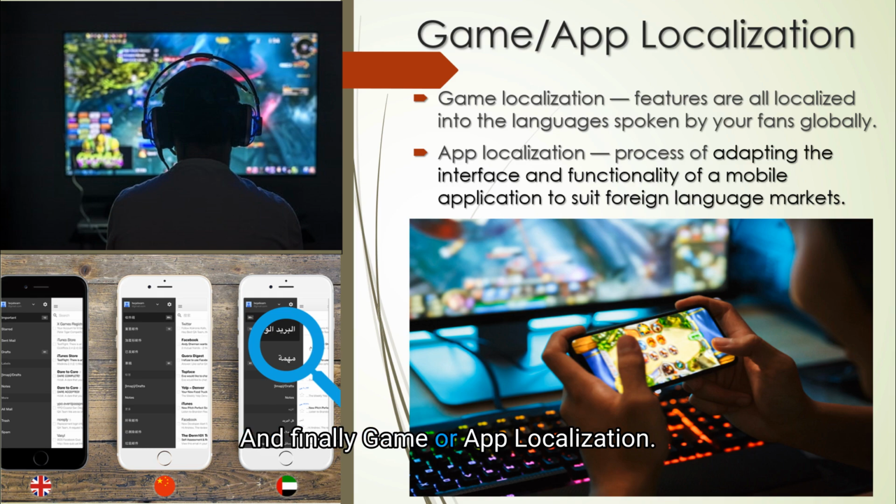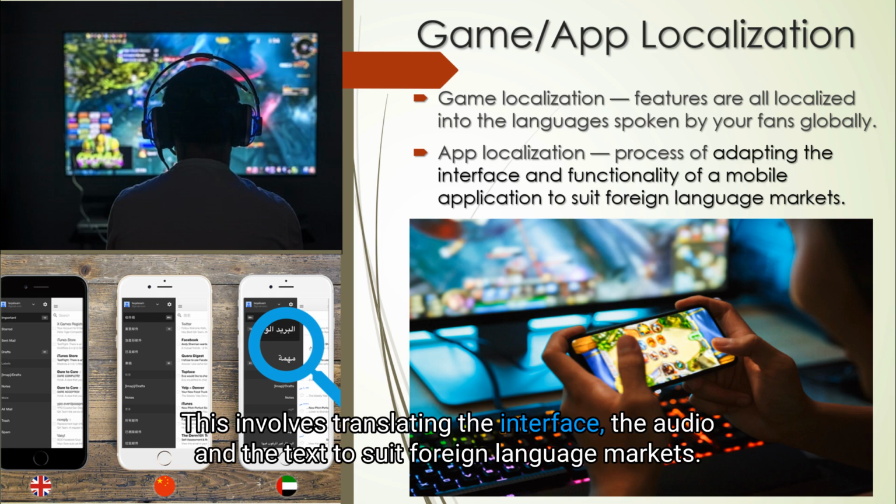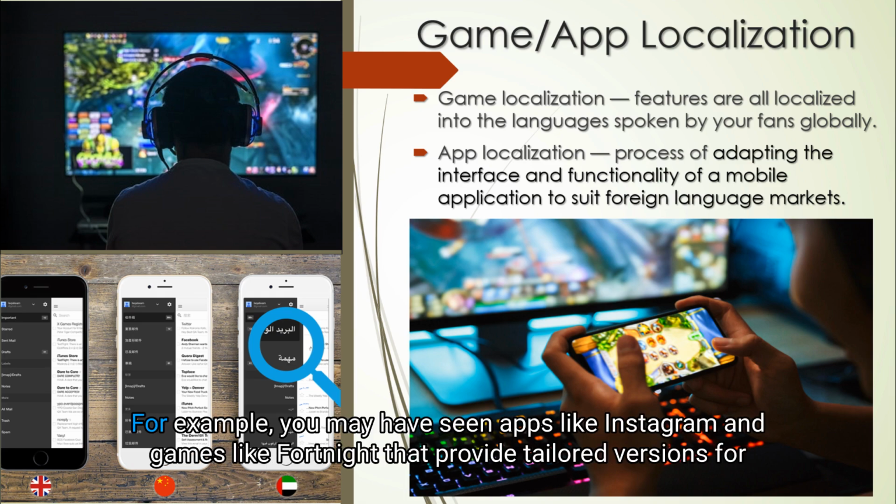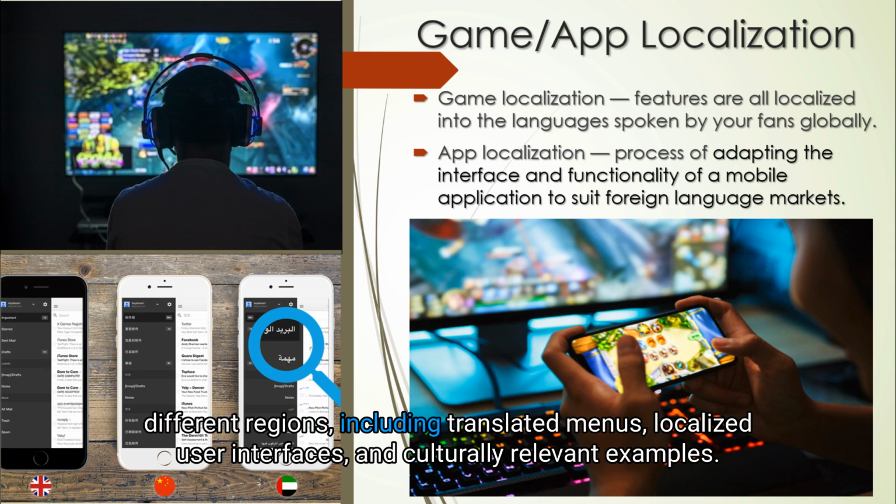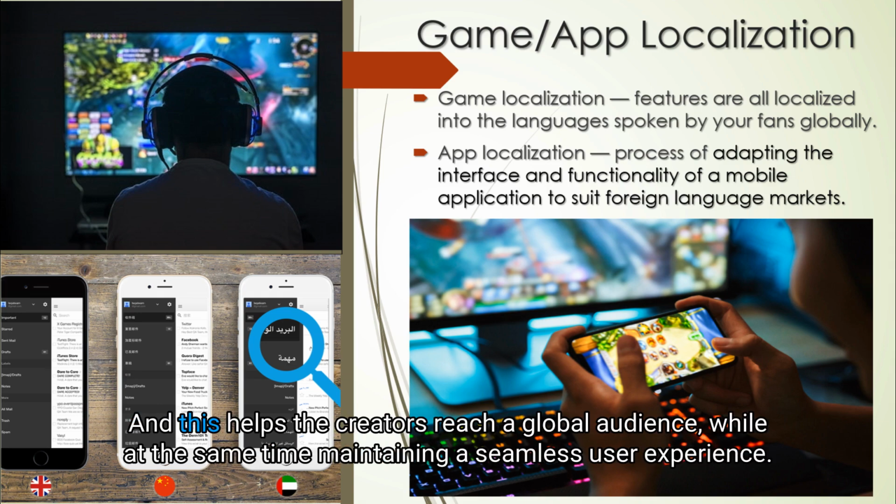And finally, game or app localization. This involves translating the interface, the audio, and the text to suit foreign language markets. For example, you may have seen apps like Instagram and games like Fortnite that provide tailored versions for different regions, including translated menus, localized user interfaces, and culturally relevant examples. And this helps the creators reach a global audience while at the same time maintaining a seamless user experience.